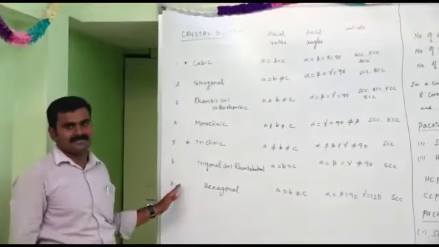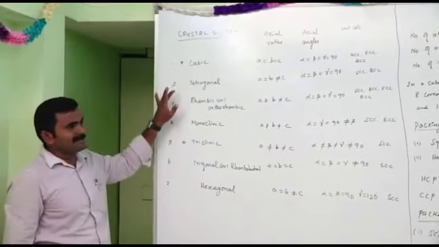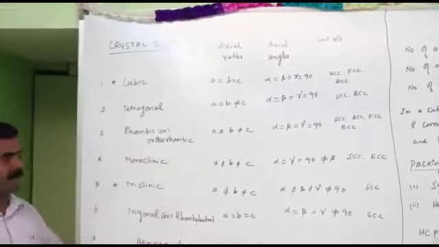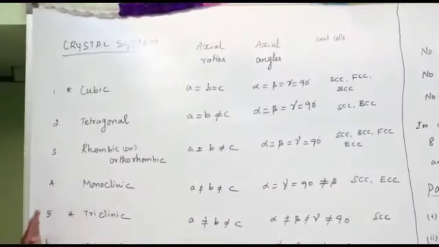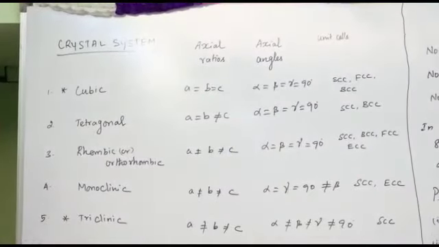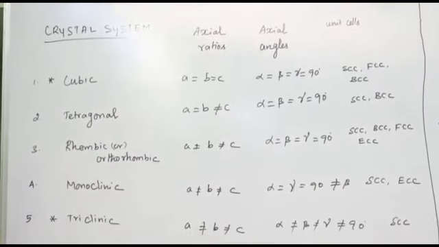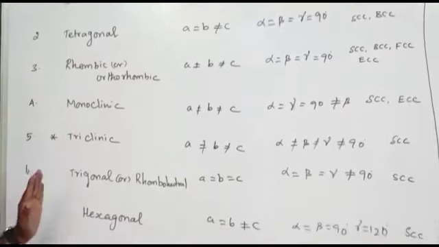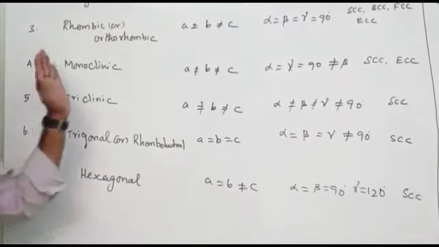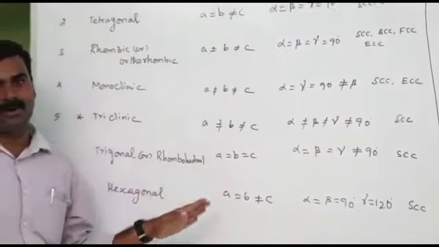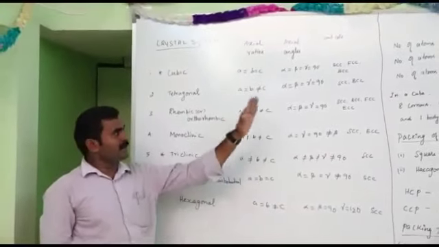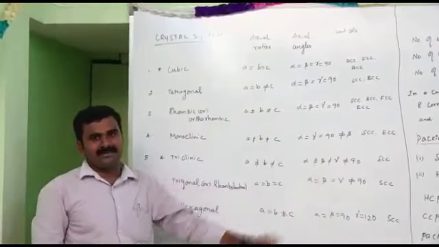Types of crystal systems. One is cubic, second is tetragonal, third is rhombic or orthorhombic, fourth is monoclinic, fifth is triclinic, sixth is trigonal, and the last one is hexagonal. So these are all 7 types of crystal system. Each crystal system has different edge lengths and different bond angles. They all come under some specific unit cells.